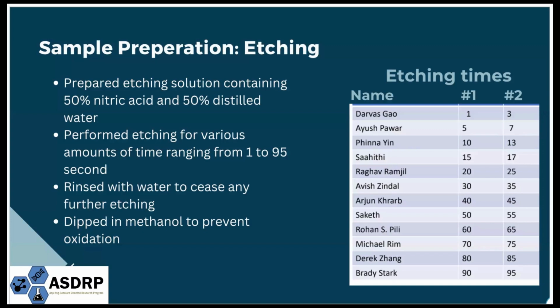After we removed the sample from the solution, we transferred it to a beaker of distilled water and rinsed it to prevent any further etching. Our next step was to dip the sample in methanol to minimize the oxidation layer, as Dr. Sarasina was saying. And finally, we let our samples dry.